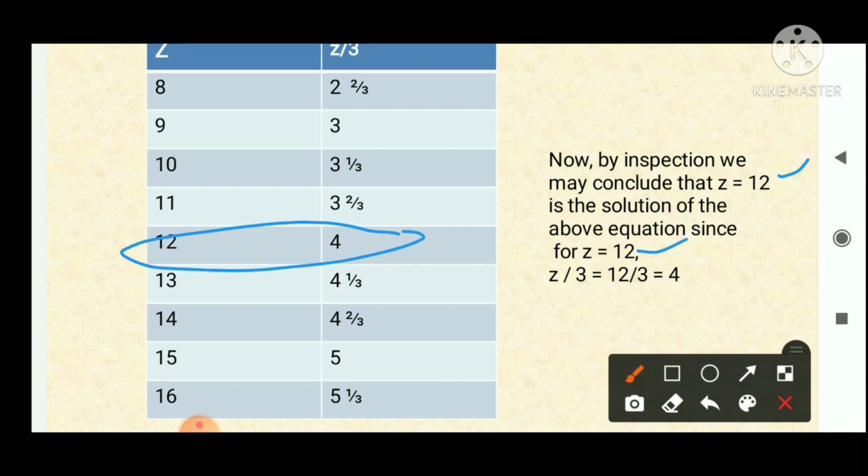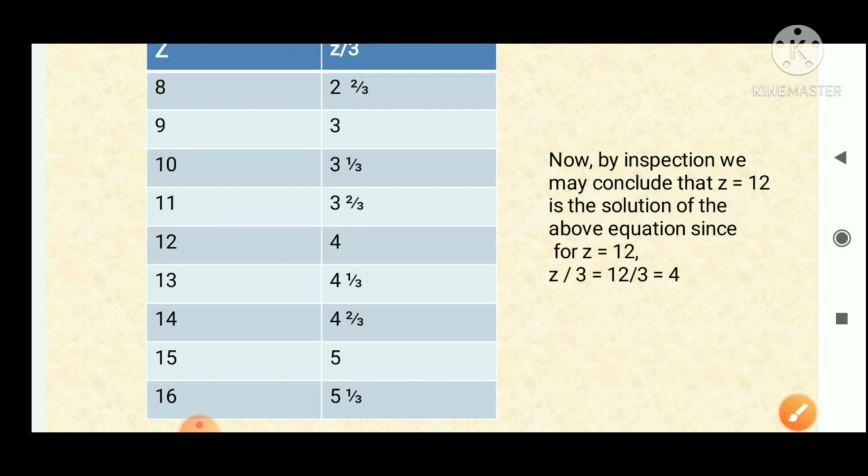Since z is equal to 12, z upon 3 means 12 upon 3, which is equal to 4, because the given equation is z upon 3 is equal to 4. So the solution of that equation is z is equal to 12.